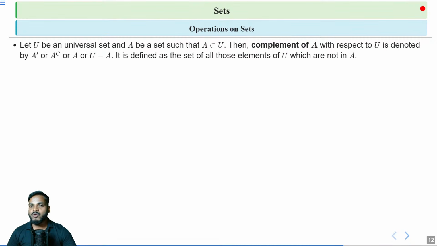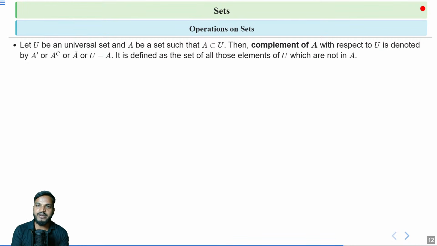Now we define the complement of A. To define a complement of A, there must be a universal set. So let U be a universal set and A be a set such that A is a subset of the universal set. Then the complement of A with respect to the universal set U is denoted by A dash, A complement, A^C, A bar, or U minus A.